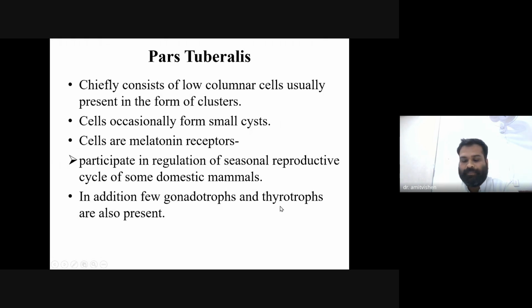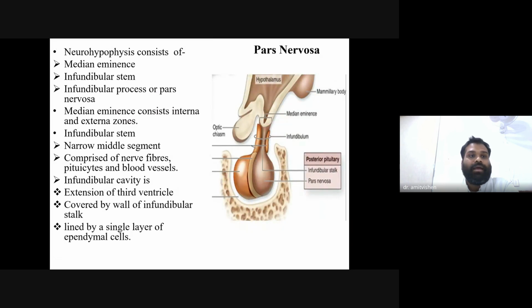And these receptors participate in regulation of the seasonal reproductive cycle of some domestic mammals. You will learn this. And if I talk about the pars nervosa, I have told you that it consists of the median eminence, infundibular stalk or stem, you can say, infundibular process, or pars nervosa. And it is also comprised of nerve fibers, pituicytes, and blood vessels.